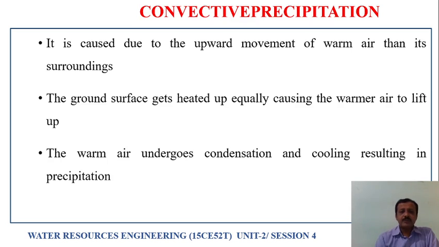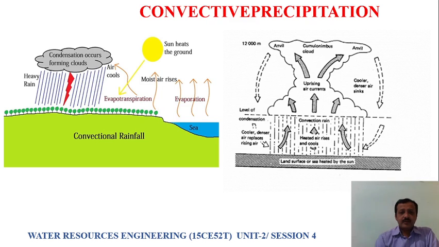Next is convective precipitation. This convective precipitation usually occurs during the summer season. What is this convective precipitation? How is it formed? This convective rainfall occurs during summer because of the heating of the Earth's surface. Because of heavy sunlight in the morning time, the temperature may reach up to 36 or 40 degrees. Because of this high temperature, the Earth's surface gets heated.